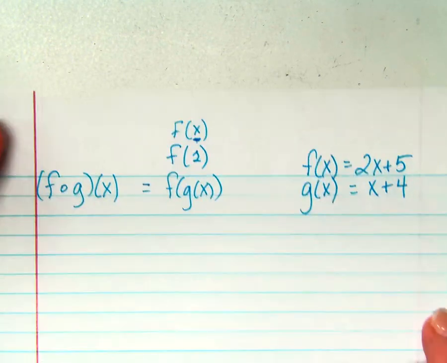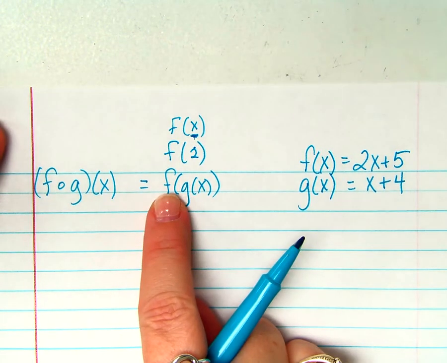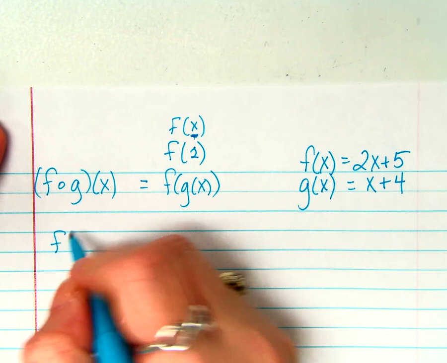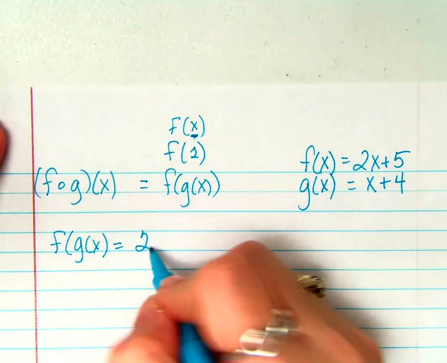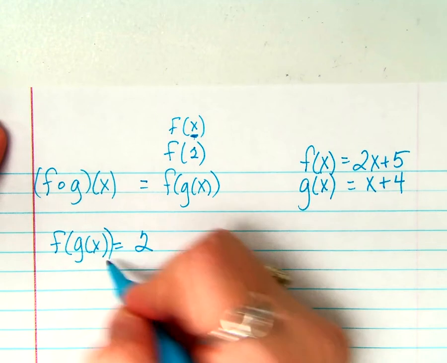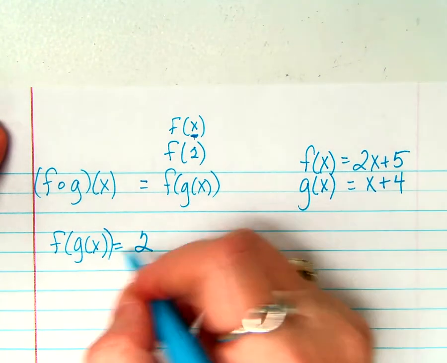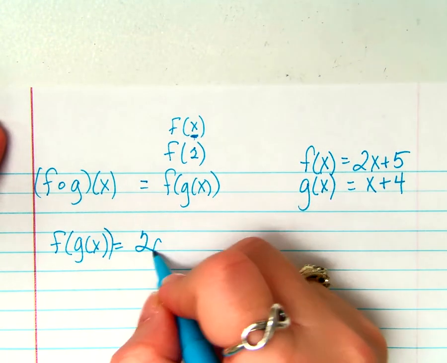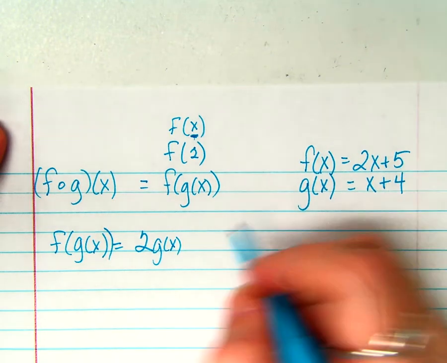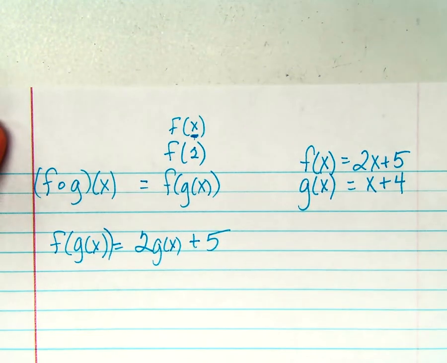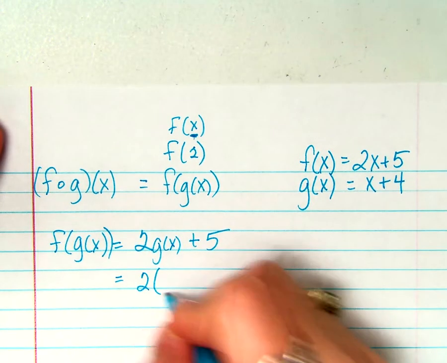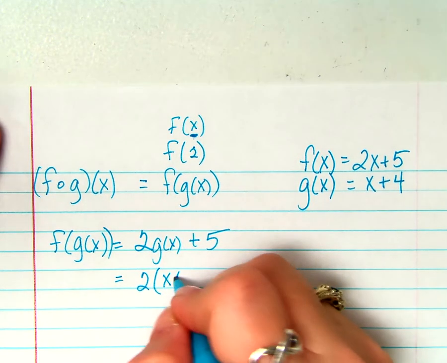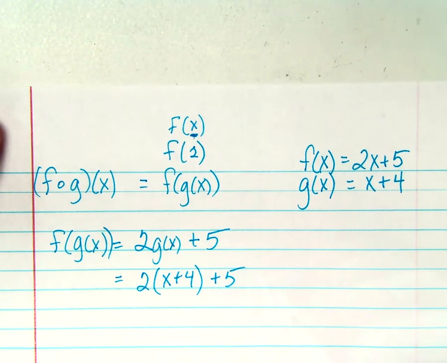Okay. So I start with f of g of x. I'm going to start writing f. 2 times, am I multiplying it times x anymore? What am I multiplying it by? G of x plus 5. But wait, don't I know g of x? What is g of x? X plus 4 plus 5.